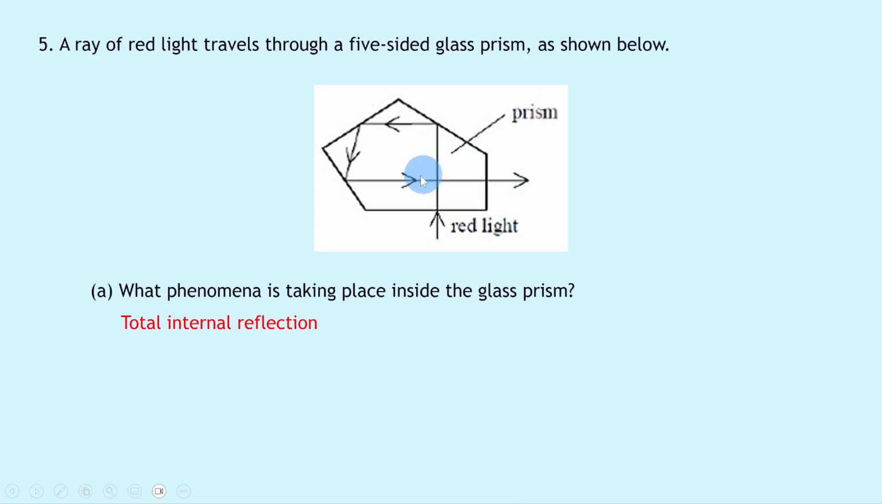So if our light is passing straight along that normal, remember any time light passes along a normal, it's just going to travel in a straight line. So the light will just keep passing straight through the prism and leave the prism at this point.